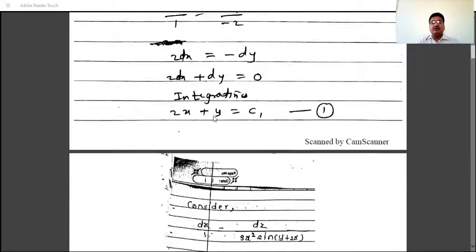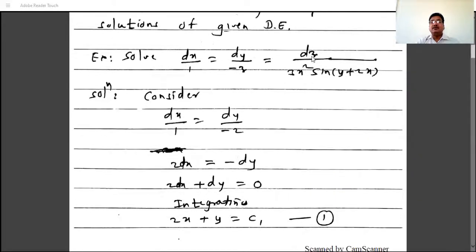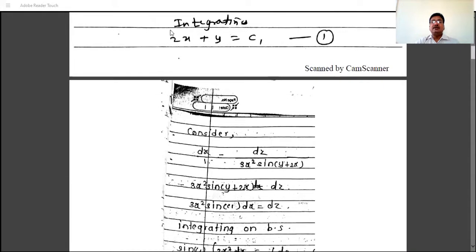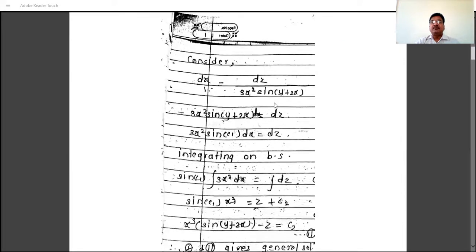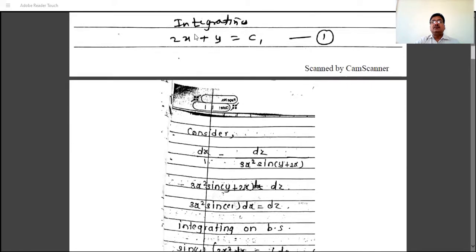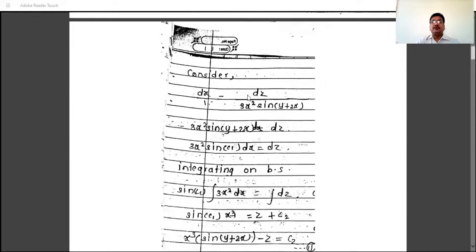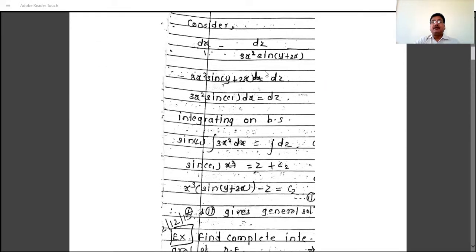Then consider the first fraction and the third fraction, dz divided by 3x square sin(y plus 2x), and then substitute y plus 2x as c1. So this is the sub method of the method number 1. That is, we have this 2x plus y as c1, that is, use the first solution to obtain the second solution. So 3x square and this y plus 2x as c1, and then dx by 1, dz by 3x square sin(y plus 2x).